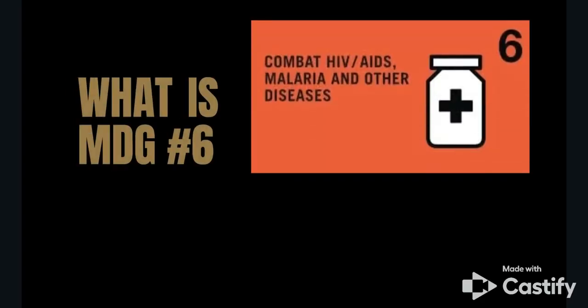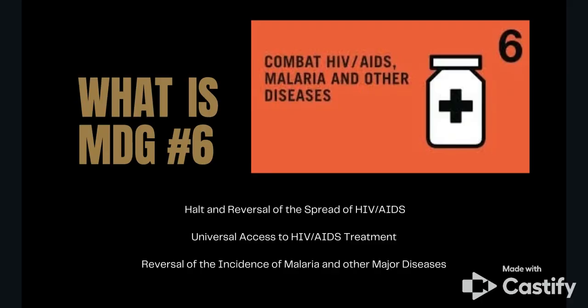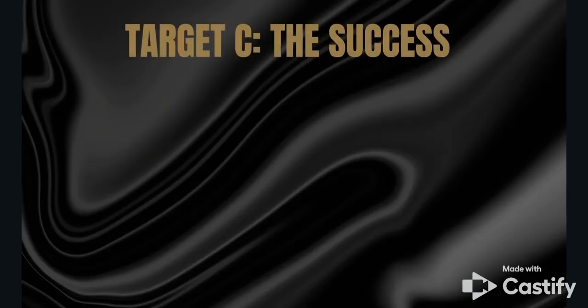So you may be wondering, what is a Millennium Development Goal? These were goals set in 2000 by the United Nations to tackle humanity's greatest challenges. Specifically, MDG 6 is focusing on halting and reversing the spread of HIV and AIDS, ensuring that there's universal access to HIV/AIDS treatment, and also taking a look at the reversal of the incidence of malaria and other major diseases, including tuberculosis.